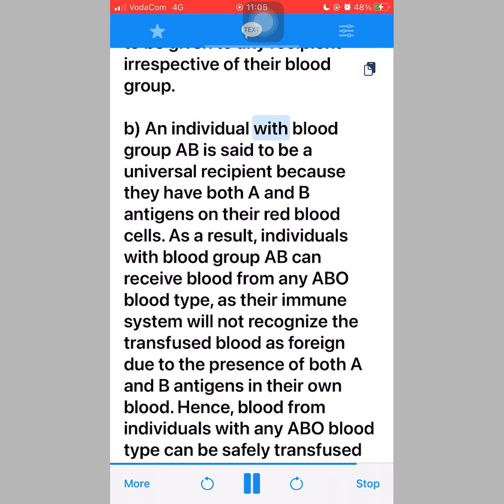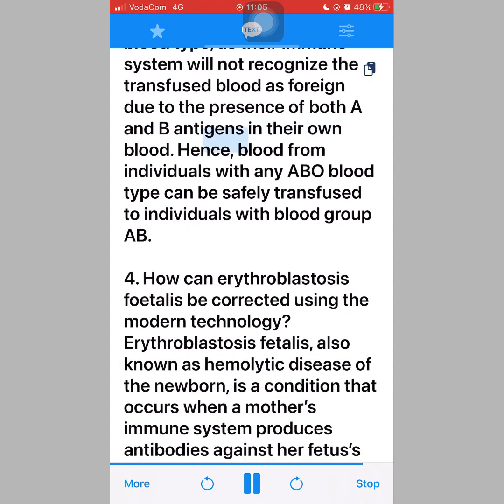B. An individual with blood group AB is said to be a universal recipient because they have both A and B antigens on their red blood cells. As a result, individuals with blood group AB can receive blood from any ABO blood type, as their immune system will not recognize the transfused blood as foreign due to the presence of both A and B antigens in their own blood. Hence, blood from individuals with any ABO blood type can be safely transfused to individuals with blood group AB. 4. How can erythroblastosis fetalis be corrected using modern technology?